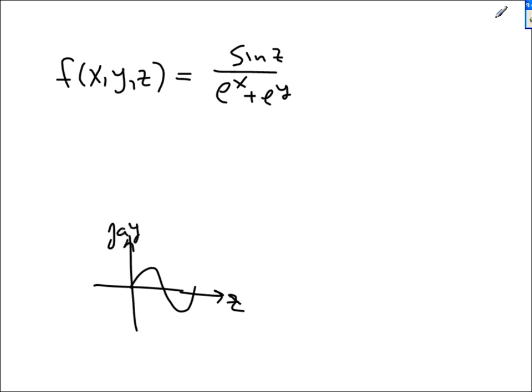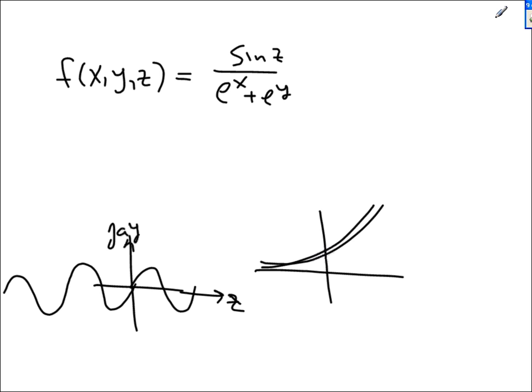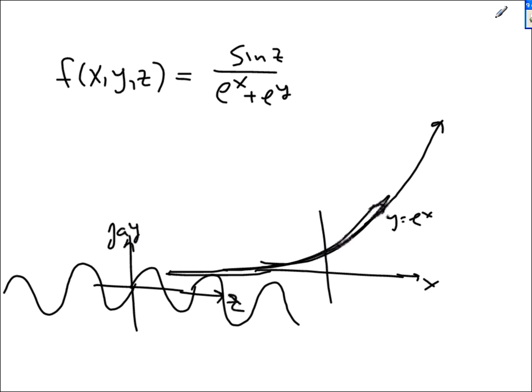Okay. Sine of z is continuous. E to the x is continuous. E to the y is continuous. It's all continuous, and it's continuous on negative infinity to infinity. Z can be any value. If y equals e to the x, that means this is the x-axis. X can be anything from way left, negative infinity, all the way up to x being positive infinity.